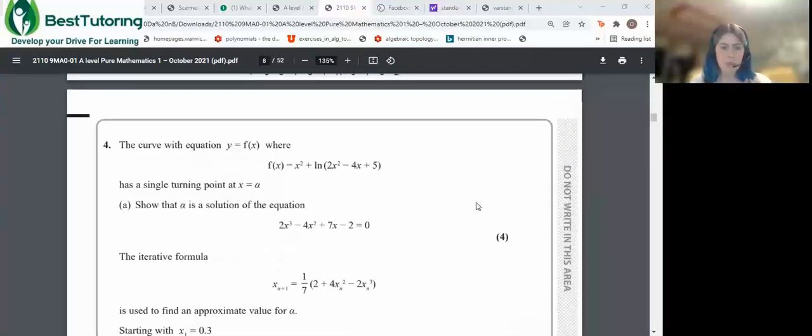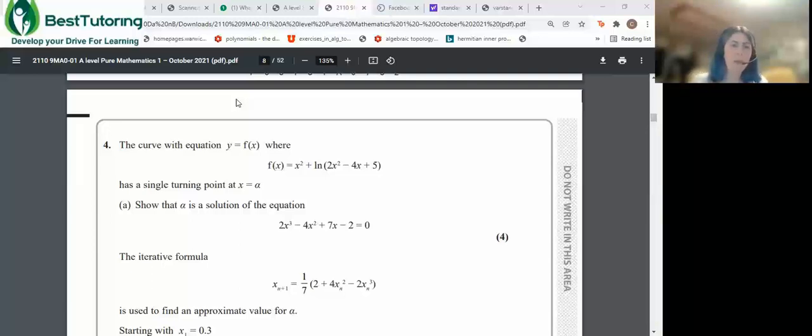So this one looks kind of confusing. We've got an ln here. So the curve with this equation, y equals f of x, where f of x is this, it says it has a single turning point when x is equal to this letter alpha. And we need to show that alpha is a solution of this equaling to 0. So how are we going to show that alpha is a solution of this? Maybe send to me in the chat just so I can check what the first thing you might do to f of x is to figure this one out.